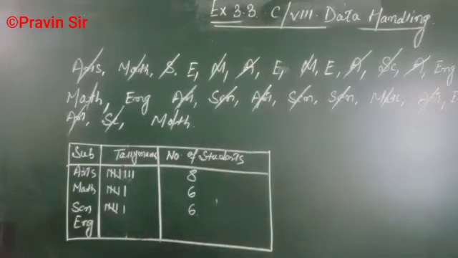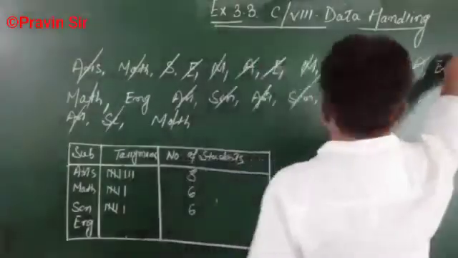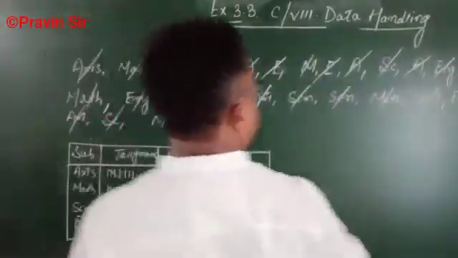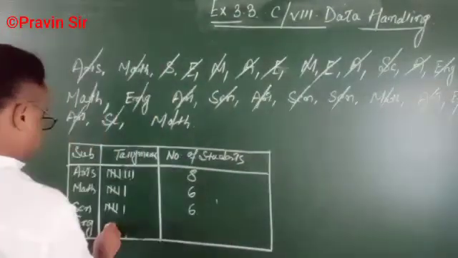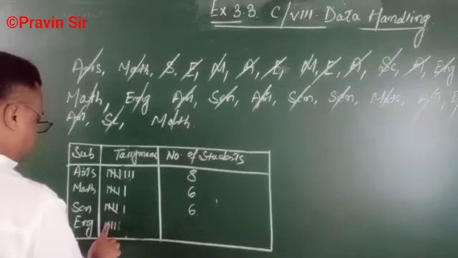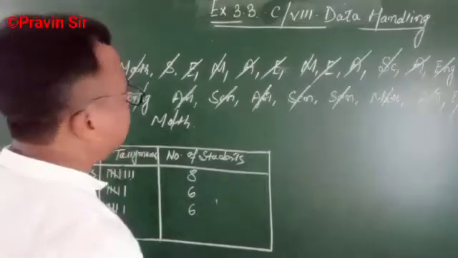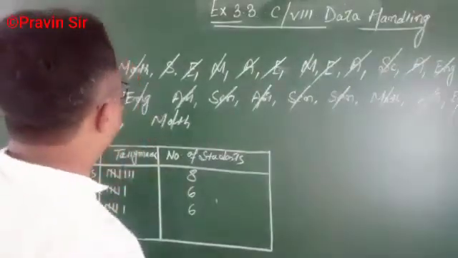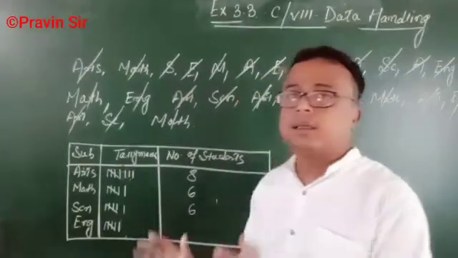Now how many students like English? 1, 2, 3, 4, 5, 6. 6 students. Okay, finished. So like this, you can represent data in tabular form.